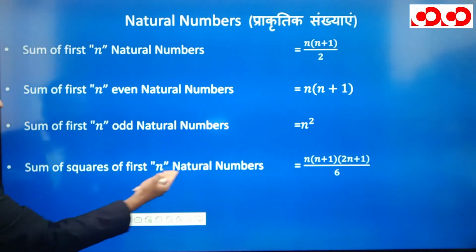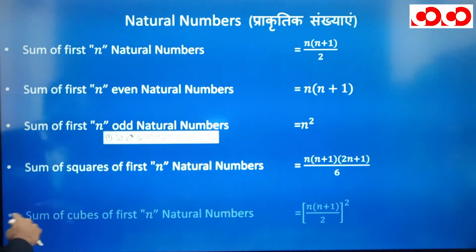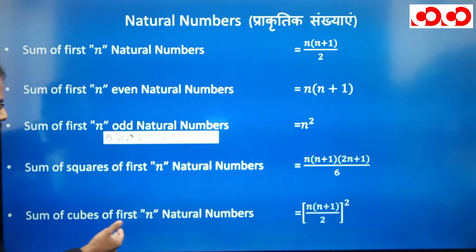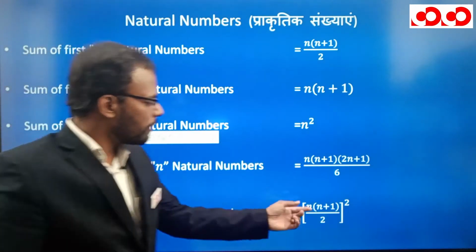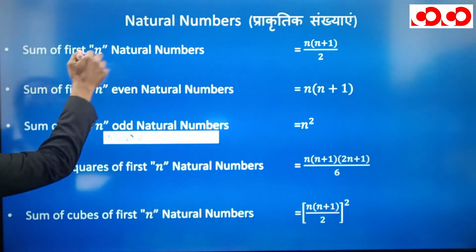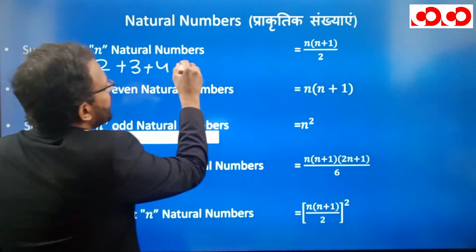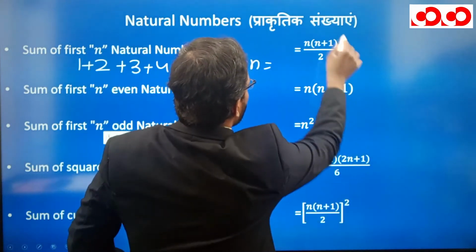The sum of the squares of the first n natural numbers is n into n plus 1 into 2n plus 1 by 6. And last but not the least, the sum of the cubes of the first n natural numbers is n into n plus 1 divided by 2, whole square. This is cubes, right? So what is this first formula? It is 1 plus 2 plus 3 plus 4 and so on up to n.